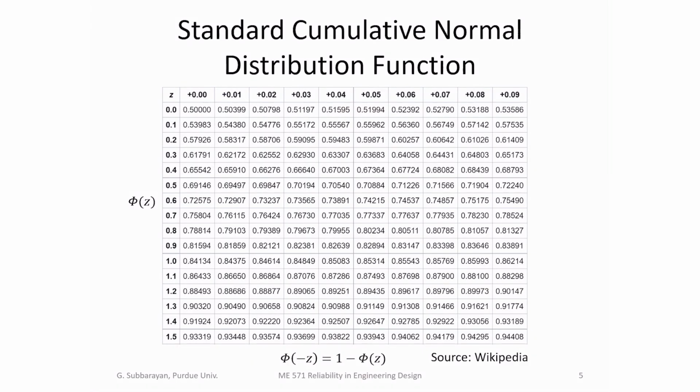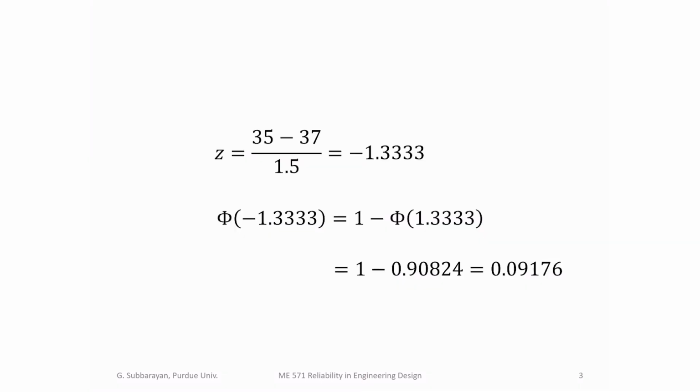So let's go back to the table from the previous module. I need to find the value corresponding to 1.33, and I actually need to find the value corresponding to 1.3333. But the table is only accurate to second decimal place, so it only has value up to 1.33, and that is 0.90824 from the table. So that's how I got the value in my example.